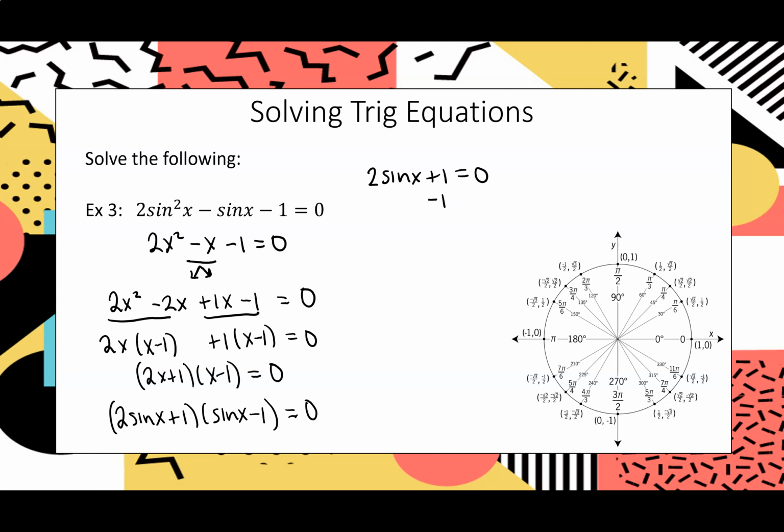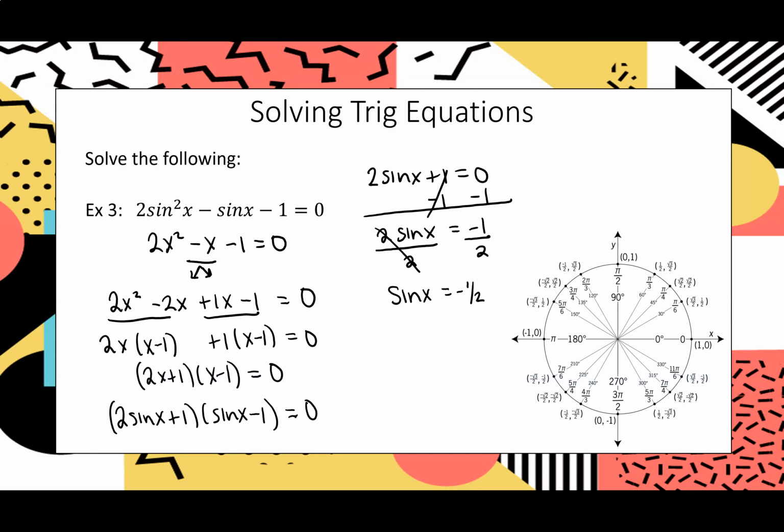I'm going to subtract 1 from both sides. And I get 2 sine x equals negative 1. Next thing I'm going to do is divide by 2. The 2's cancel, and I'm left with sine x equals negative 1/2.